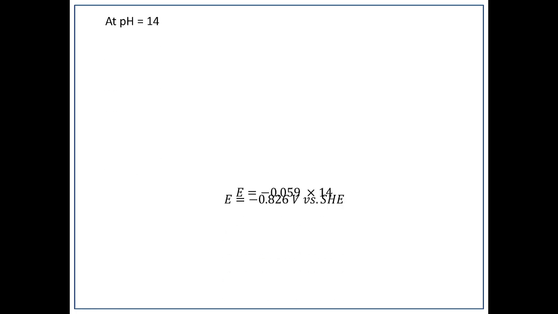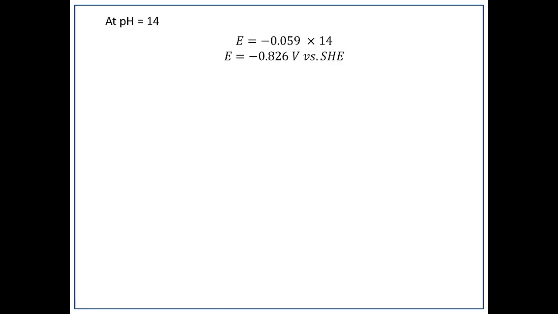So at pH 14, E is equal to minus 0.059 into 14. So E is equal to minus 0.826 volt versus the standard hydrogen electrode. So when the pH changes, the hydrogen electrode potential is no longer 0 volt. So how can we handle that?